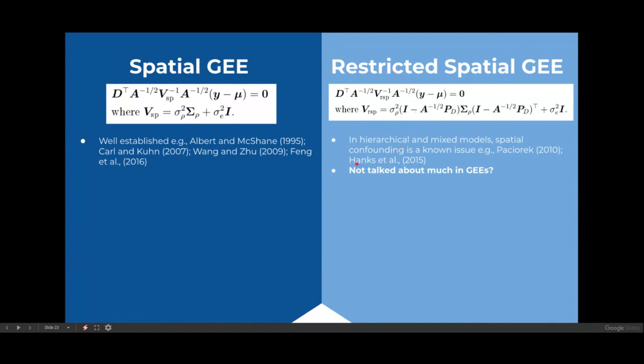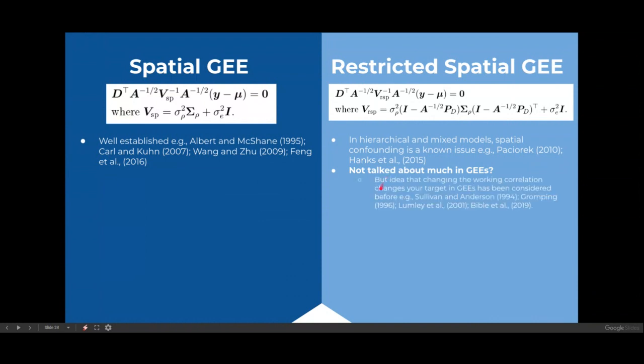Restricted spatial GEEs and the concept of spatial confounding overall, at least to our knowledge, haven't really been talked about in the marginal model or GEE context. Certainly for hierarchical and mixed models, particularly Bayesian spatial mixed models, there's been quite a bit of work, and more or less all the work on spatial confounding has focused on the hierarchical and mixed model, particularly the Bayesian spatial mixed model literature. But in the context of GEEs, the concept of spatial confounding, at least from what we found, hasn't really been talked about much.